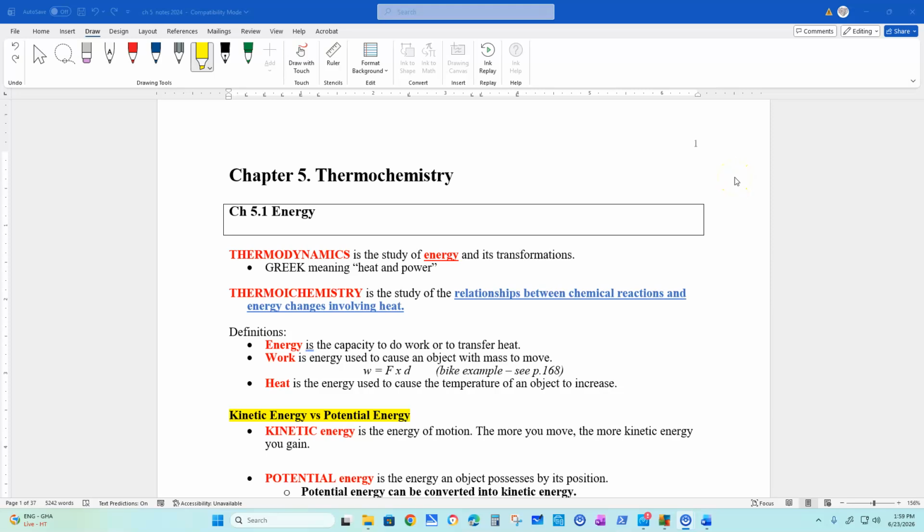Welcome to AP Chapter 5. We've got thermochemistry. This is actually part 1 of the chapter; part 2 is Chapter 19. But we talk about energy fairly a lot in AP Chem, so let's get down into the deep part of energy.